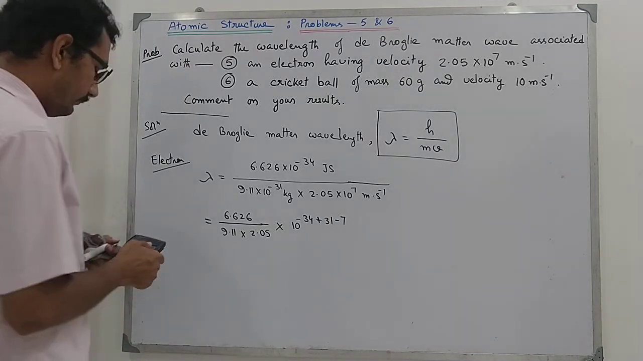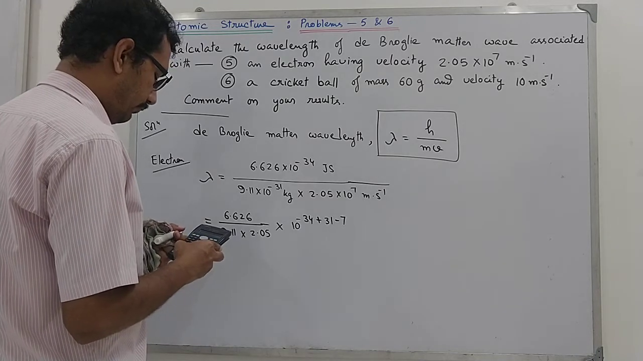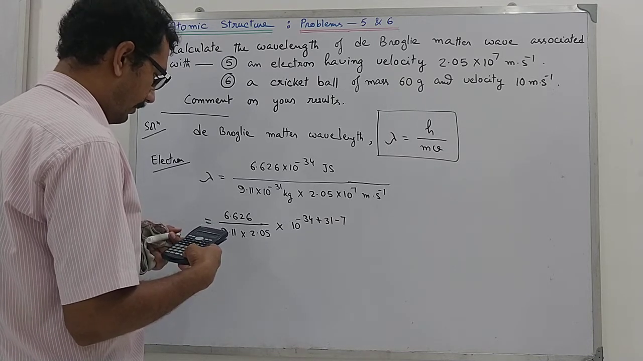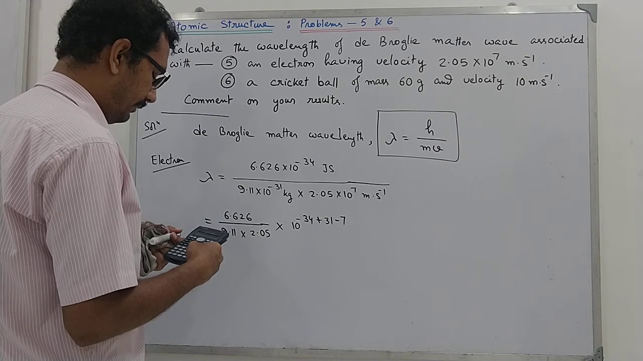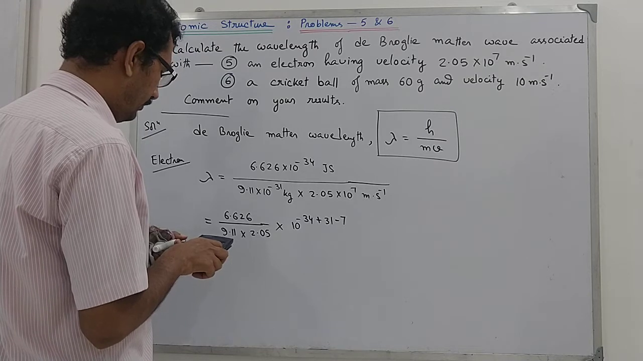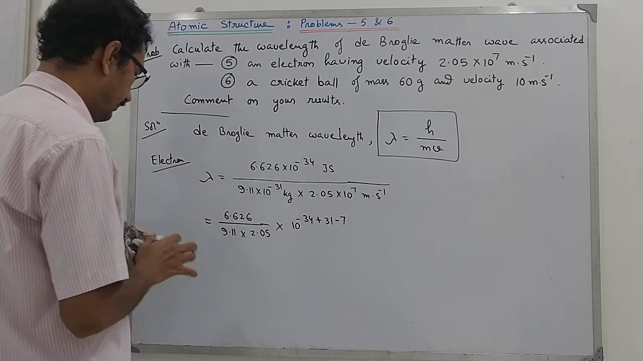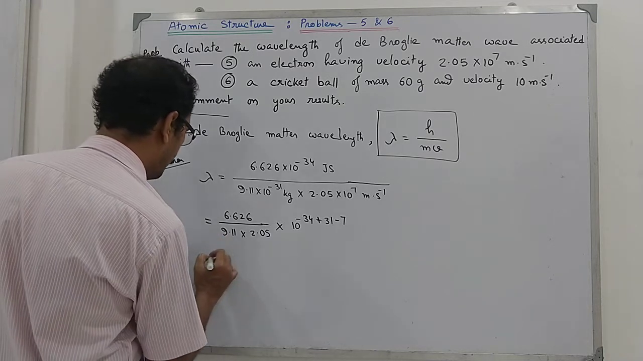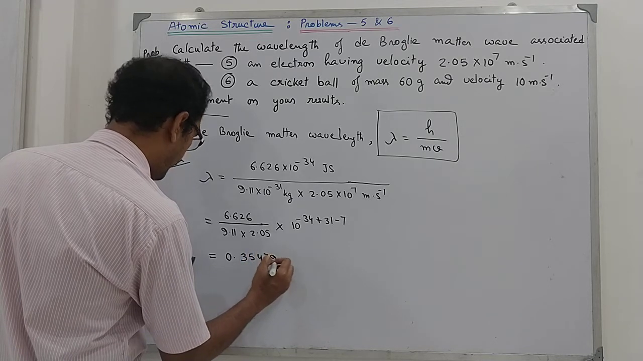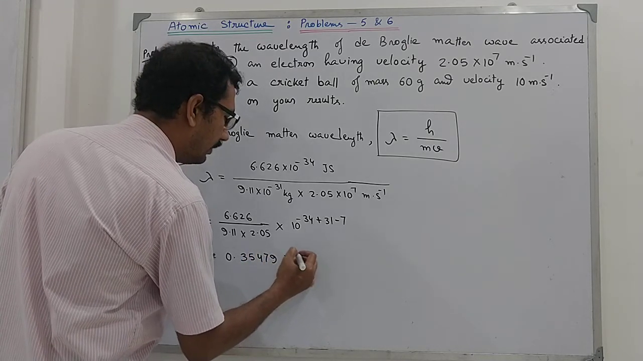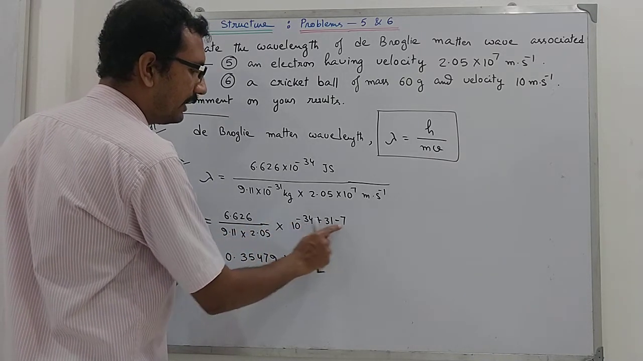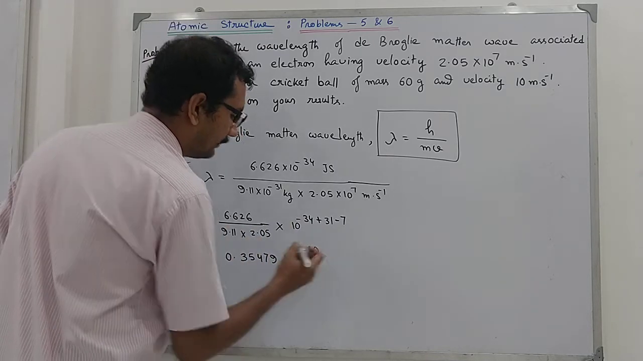This is 6.626 divided by 9.11 equal to, and again we have to divide it by 2.05. So it will be 0.35479. So the first part will be 0.35479 into what it will give us. This 10 to the minus 34 plus 31, it will be minus 3, and minus 7, it is minus 10.